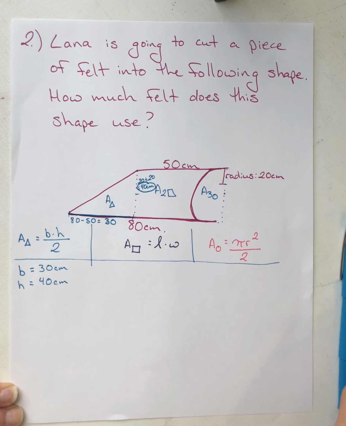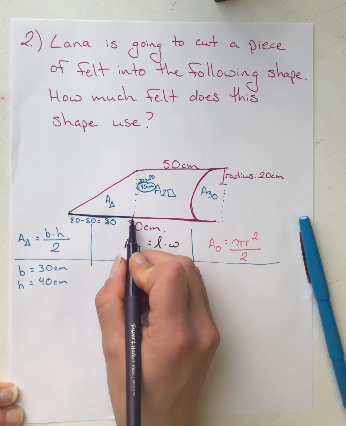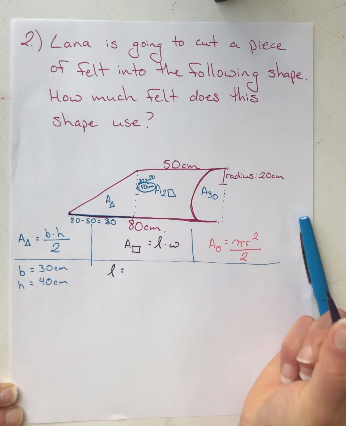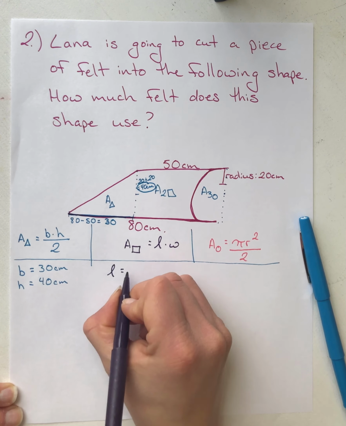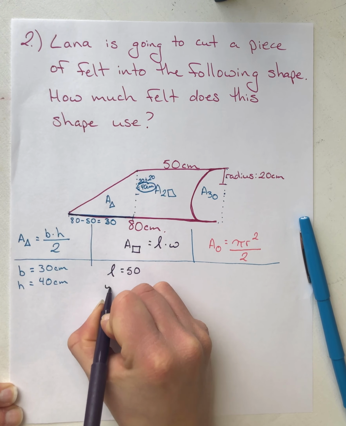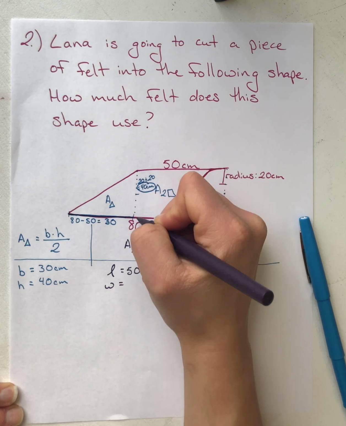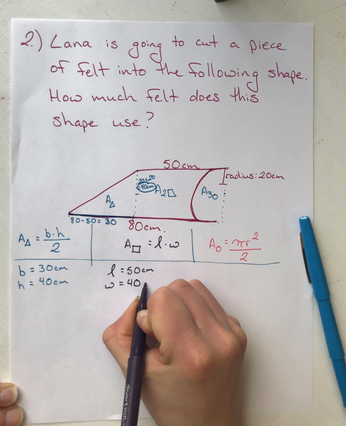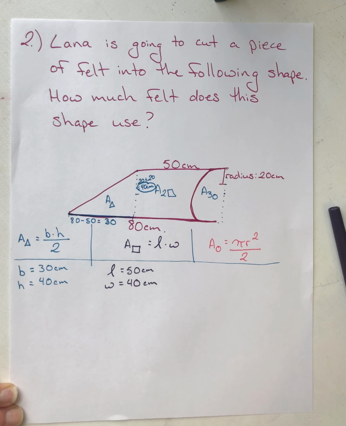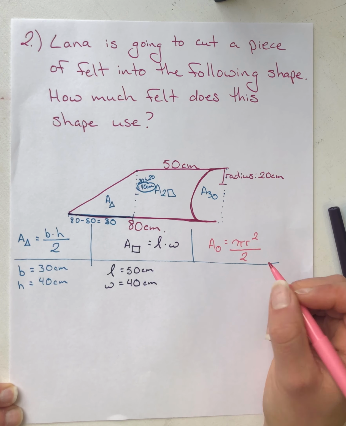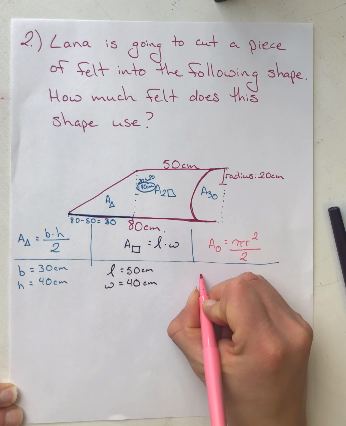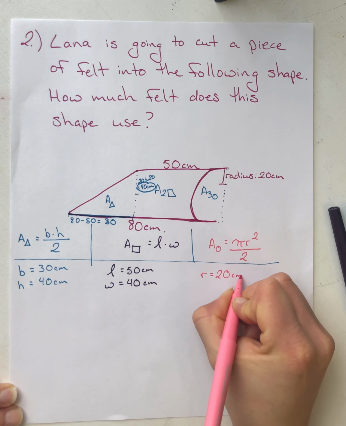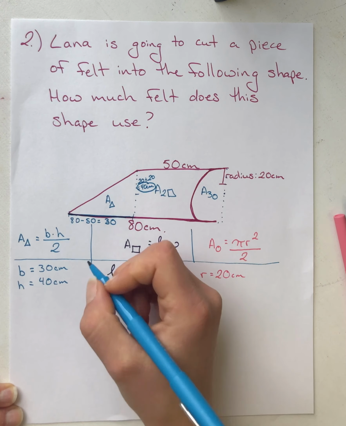And then I'm going to do the same thing for these other ones. So the length of my rectangle, I'm going to do length is equal to 50. And the width of my rectangle, sorry, is going to be that 40 centimeters. And I go over here, and the information I need is my R. So our radius was given here, and our radius is 20 centimeters.